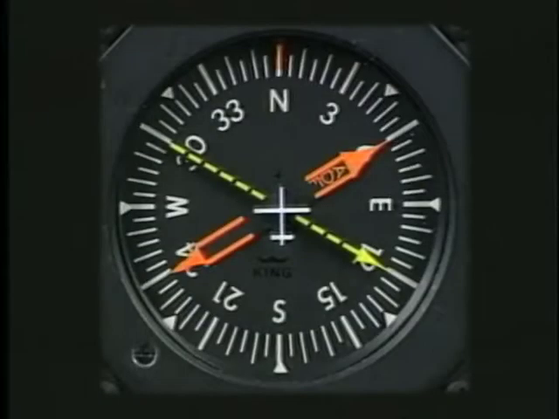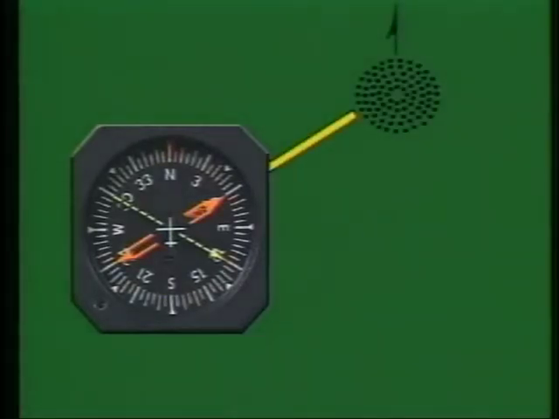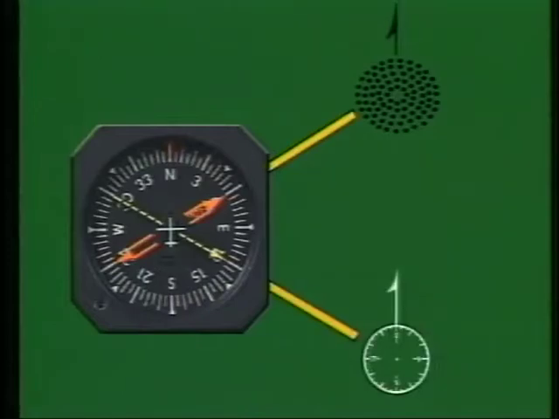The last navigation instrument we'll look at is a radiomagnetic indicator. The RMI lets you continuously monitor your heading as well as your position from two nav aids simultaneously. While one needle indicates your magnetic bearing in relation to an NDB station, the other shows the magnetic bearing to a VOR station.